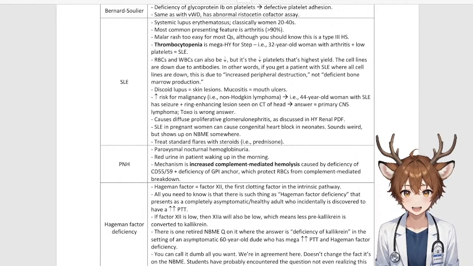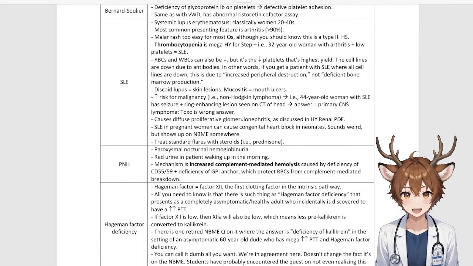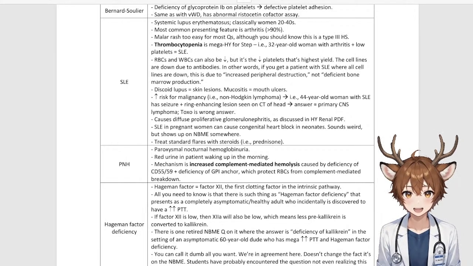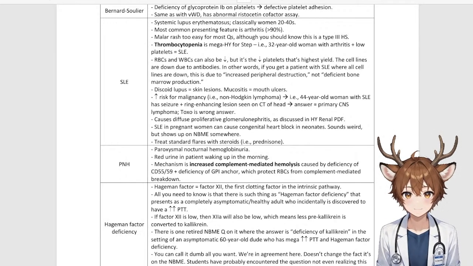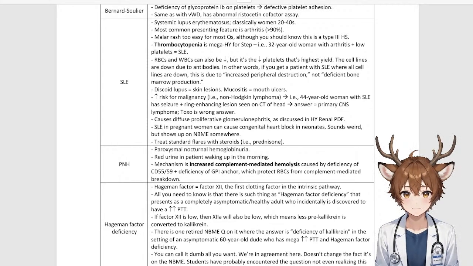Causes diffuse proliferative glomerulonephritis, as discussed in the high-yield renal PDF. Lupus in pregnant women can cause congenital heart block in neonates. That's pretty awful. Sounds weird, but shows up on NBME somewhere. Standard flares are treated with steroids, prednisone, for example.